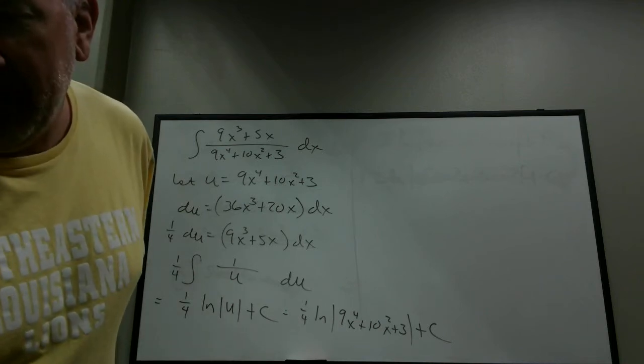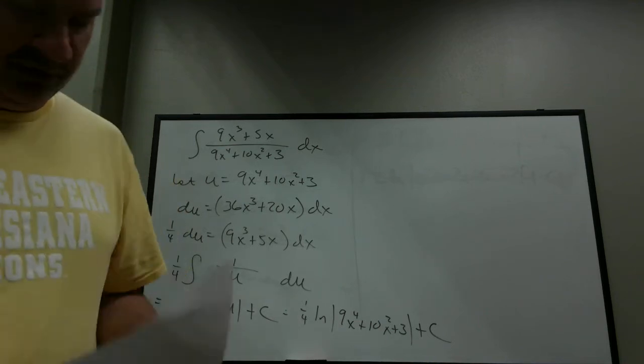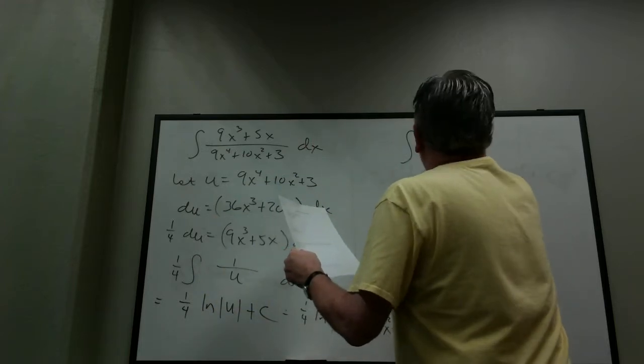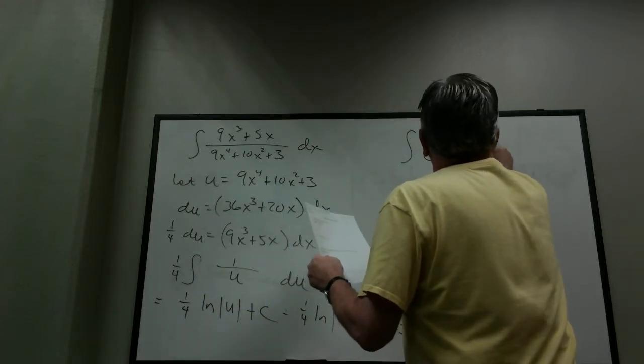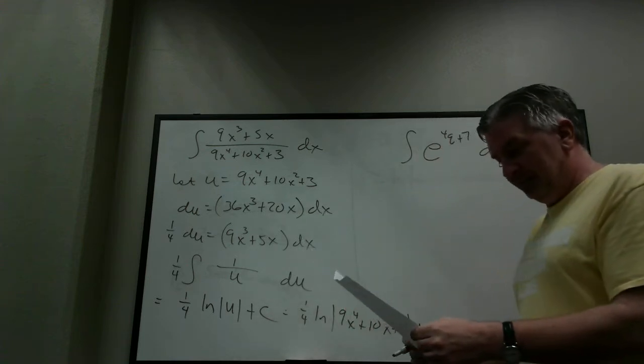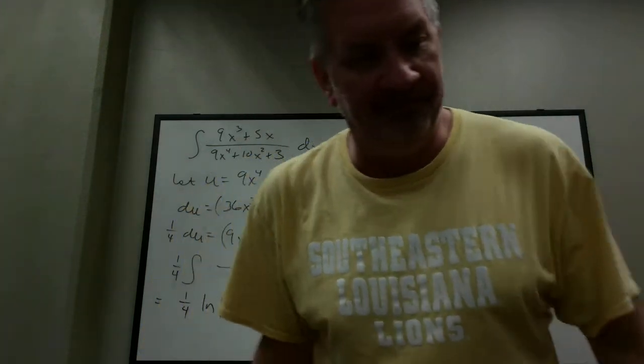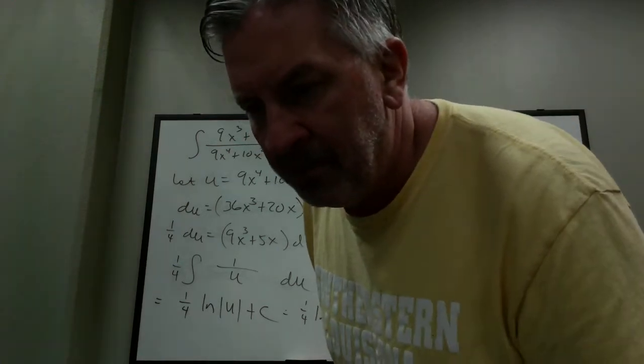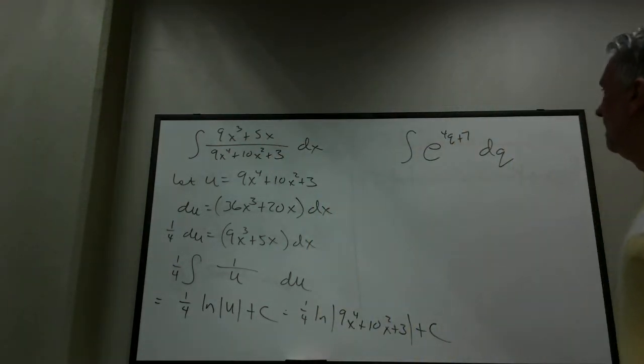Okay, next I want to do a special case of substitution. My example here is the integral of e to the 4q plus 7 dq. I'm trying to use a lot of different variables here just so you get used to it. Okay, so let's do this now.